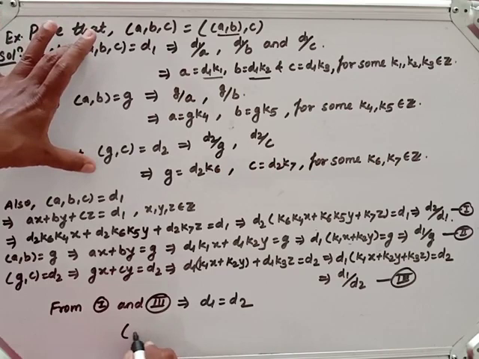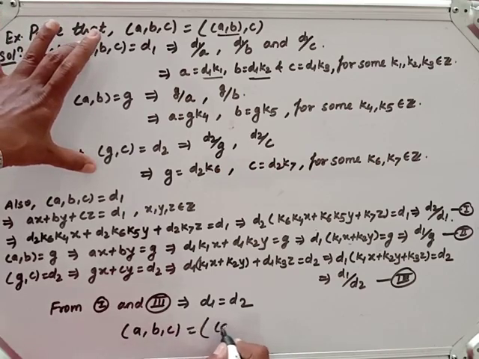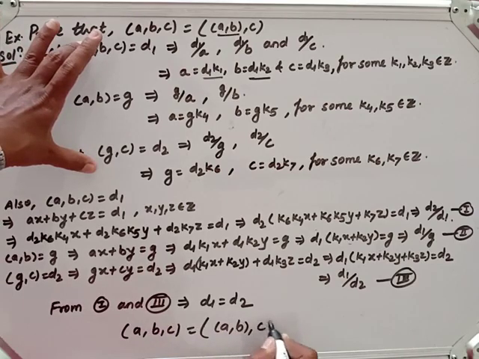So GCD of A, B and C is the same as GCD of AB with C.